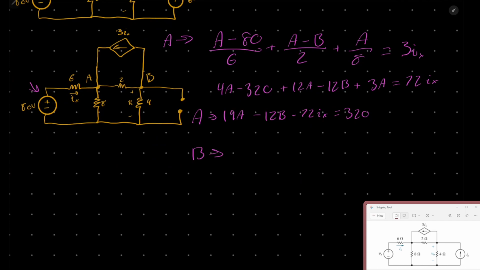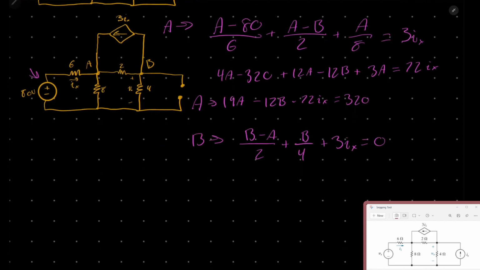So for B, we'll just start out with B minus A over 2 plus B over 4. And then, so now we have this current dependent source again, and it's going out of B. So we will add it to the left side of the equal sign. So plus 3ix equals 0.